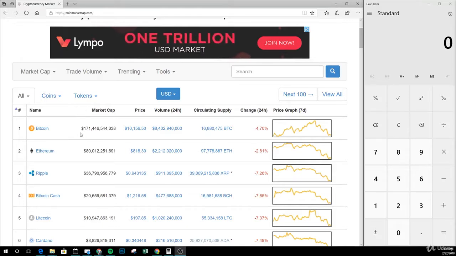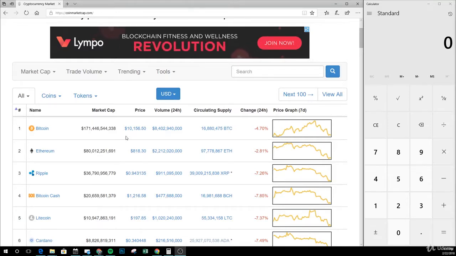So the market cap is essentially a total of all of the money that's been put into Bitcoin. And in this example, it's calculated in US dollars. So essentially over $170 billion has been put into Bitcoin. And in comparison, $10 billion has been put into Litecoin. So a lot of people who are beginners look at the price of Litecoin and are shocked to see how much cheaper it is than the price of Bitcoin.